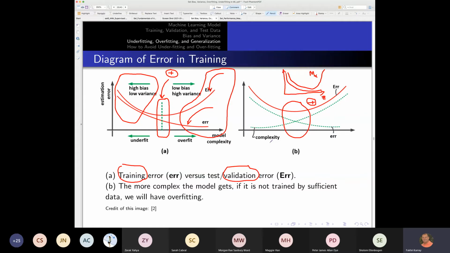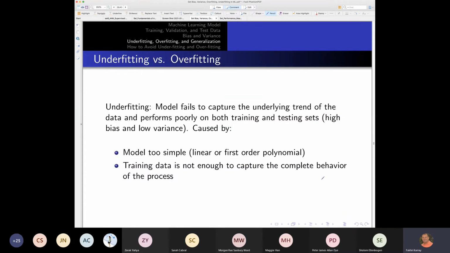Overfitting system is bad. Okay, so the more complex the model gets, if it is not trained by a sufficient amount of data, we will have overfitting. So when the model is very complex and the data is small, we have a problem. When the model is not complex, even with a large amount of data, then we don't have a good bias. So the system is going to be high bias, and we have to be in the middle. If you are understanding this diagram, then you have understood a major concept in the building of the model. So let's look again at the definition.